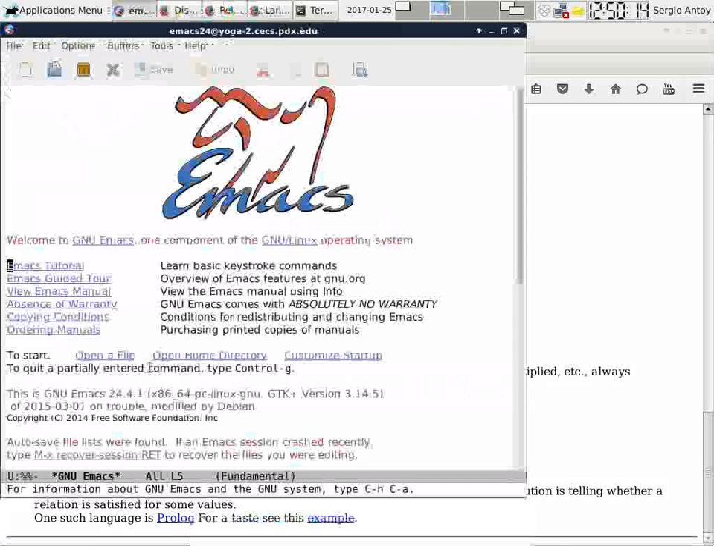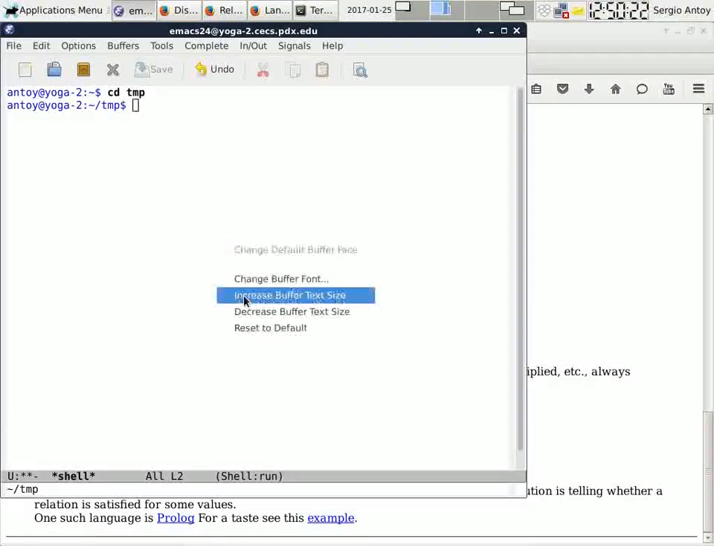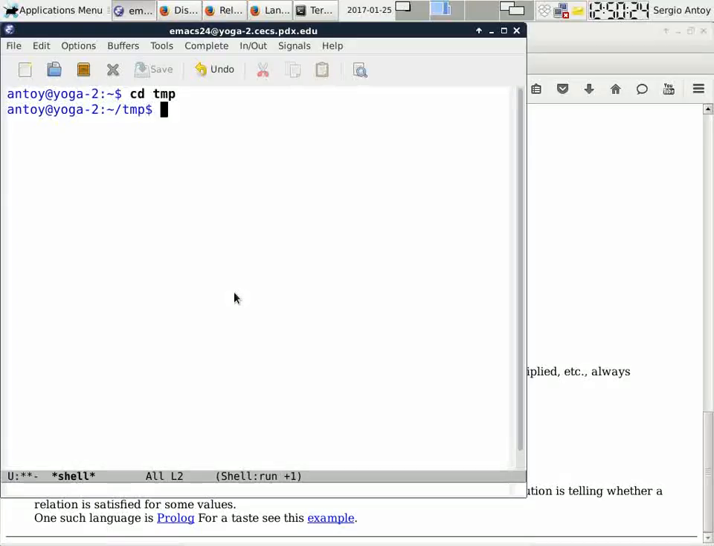So I call here an editor. Let me go to a directory. Is this large enough, or should I make it a little bit bigger? A little bit bigger. So I write a program that I call match.